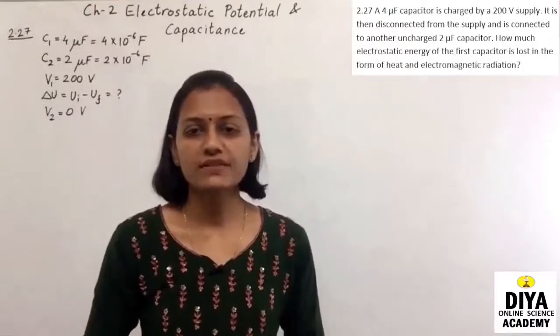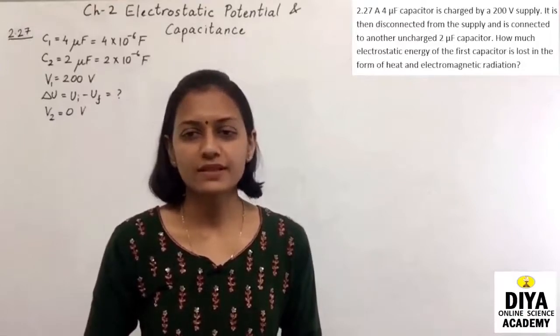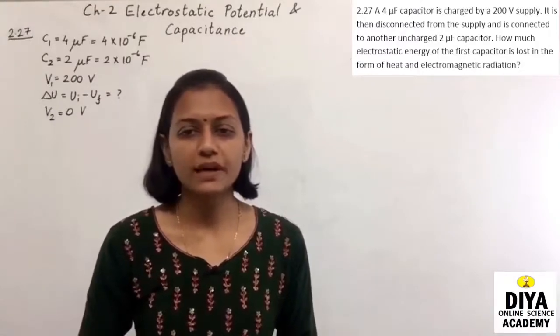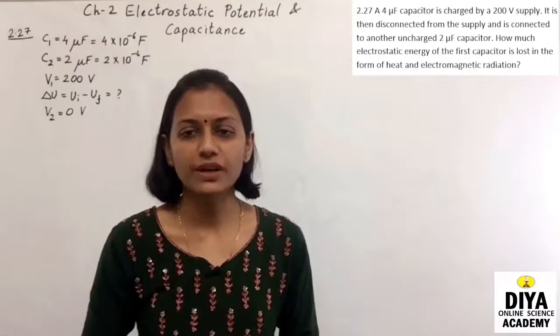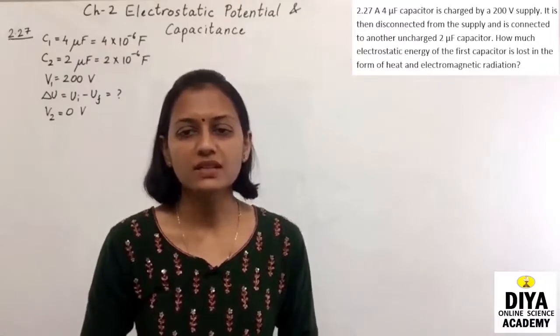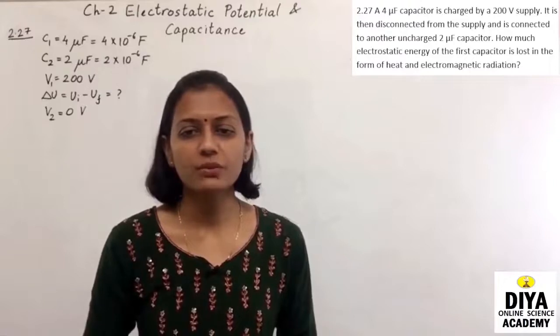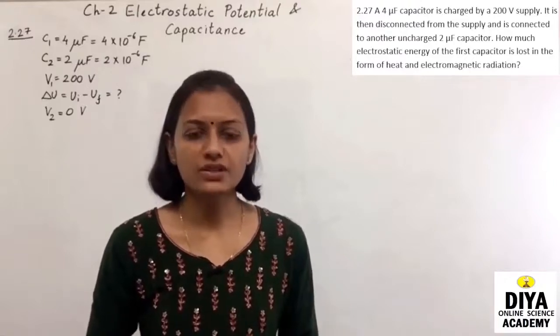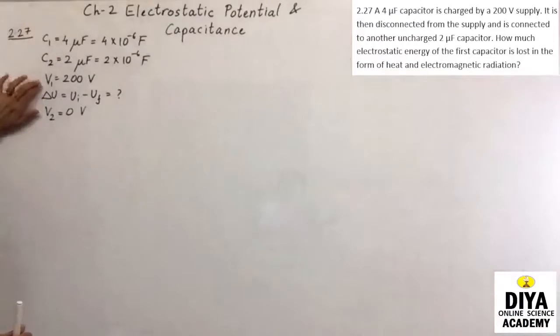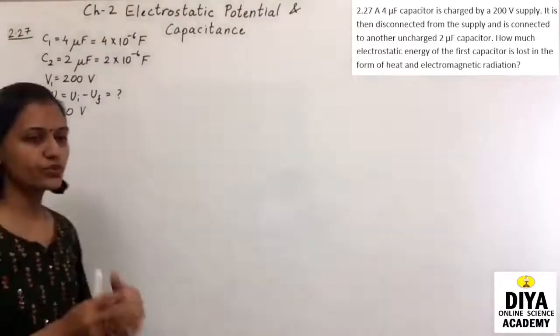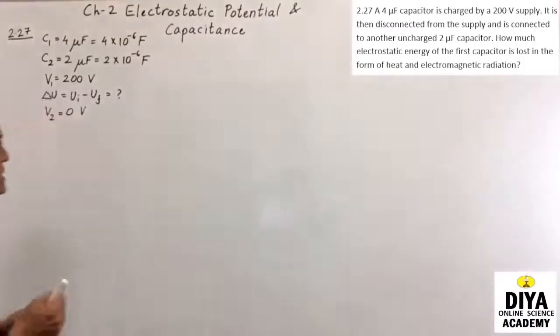Question number 2.27, which says a 4 microfarad capacitor is charged via 200 volt supply. It is then disconnected from the supply and is connected to another uncharged 2 microfarad capacitor. How much electrostatic energy of the first capacitor is lost in the form of heat and electromagnetic radiation? So here C1, C2 have been given. This is charged one, this is uncharged, and it is connected with this, and 200 volt supply was given to this C1. V2 is considered at zero potential. We have to find out in this process how much is the energy that is lost.